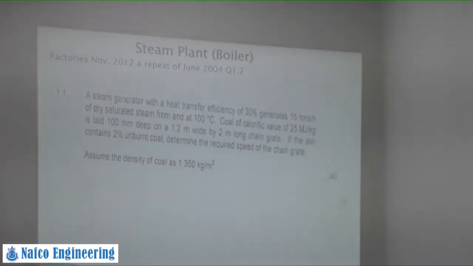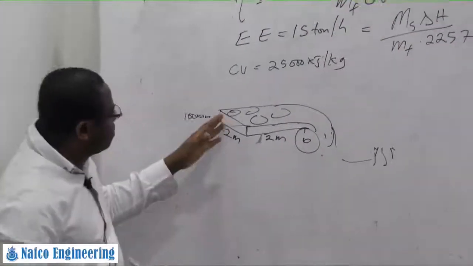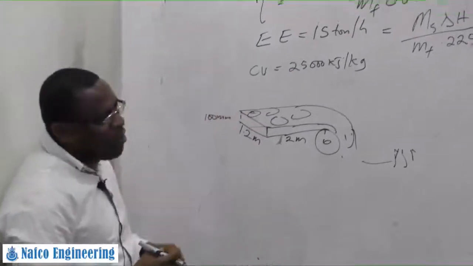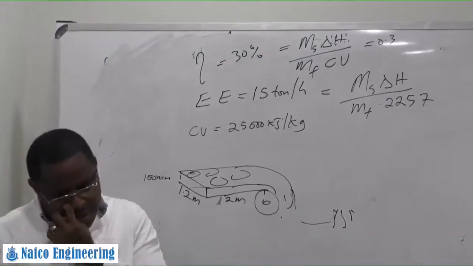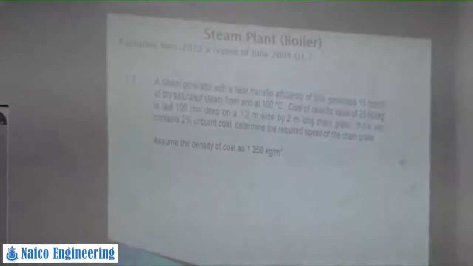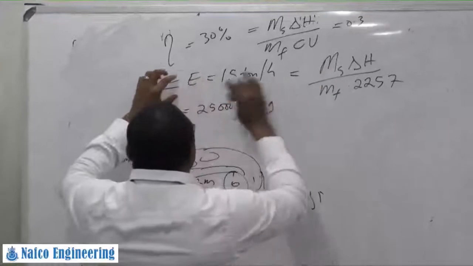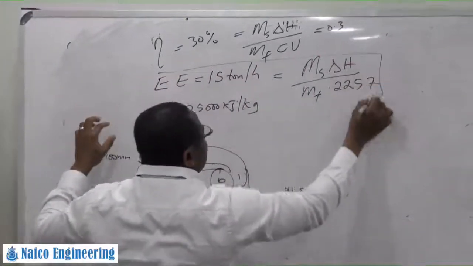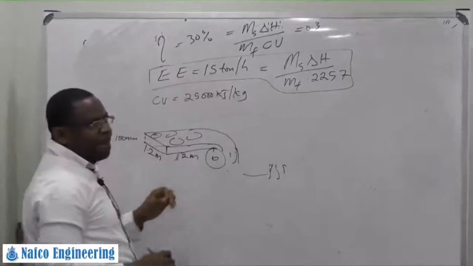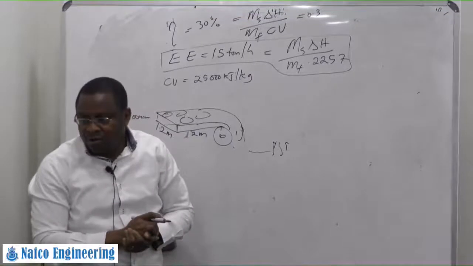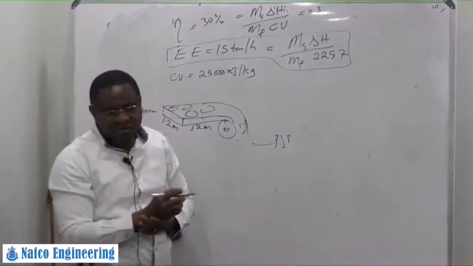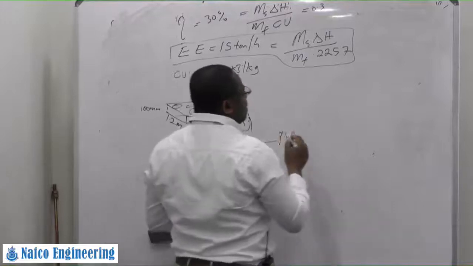Okay, the first thing we are going to see: for us to get even the speed of the chain grate, we must know the mass of the coal. So we know that we need to know this. The first thing is, when you look at this, this is going to be EE per kilogram of fuel.